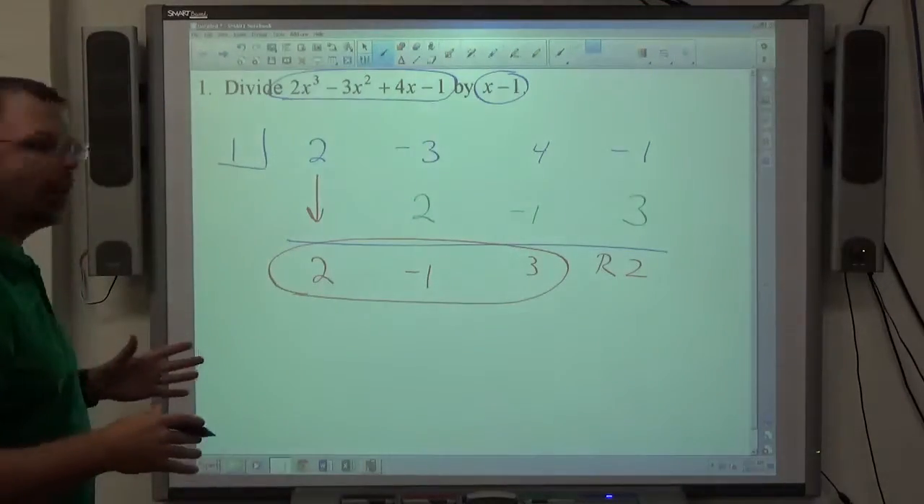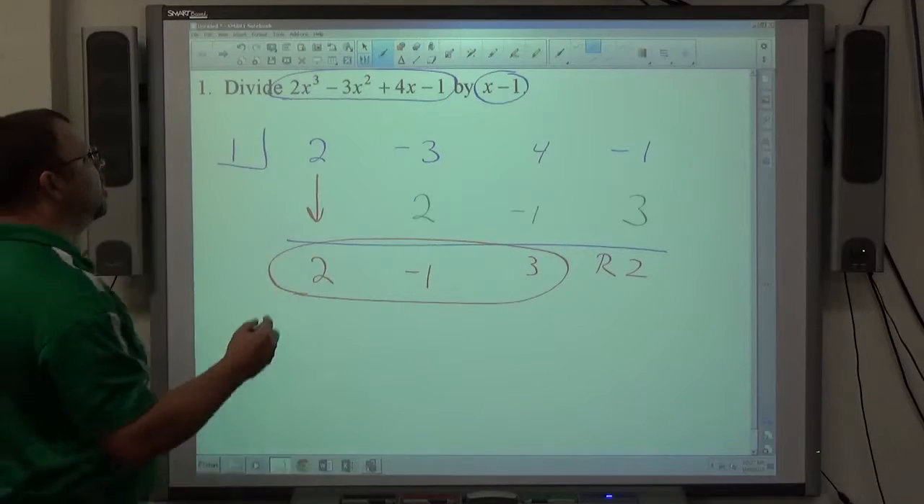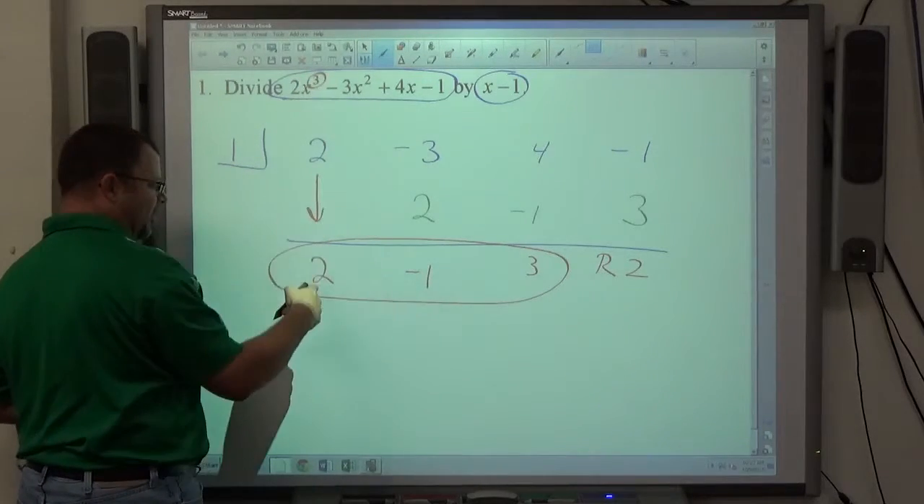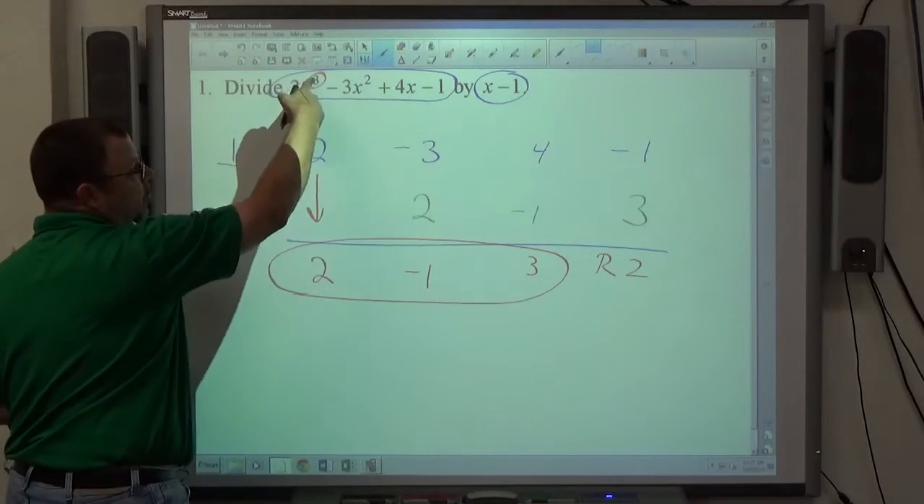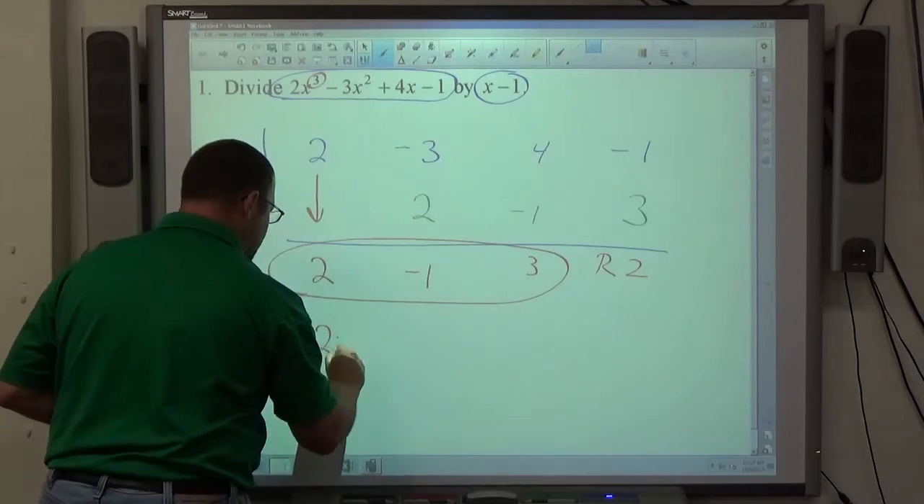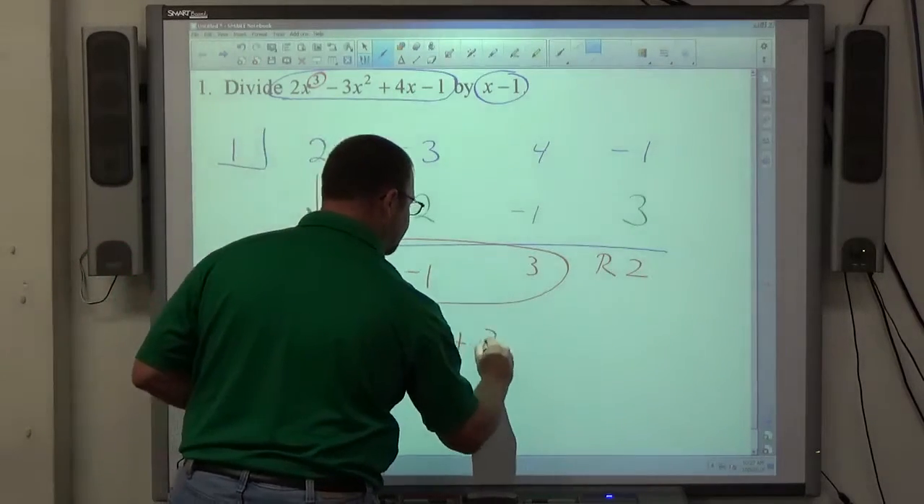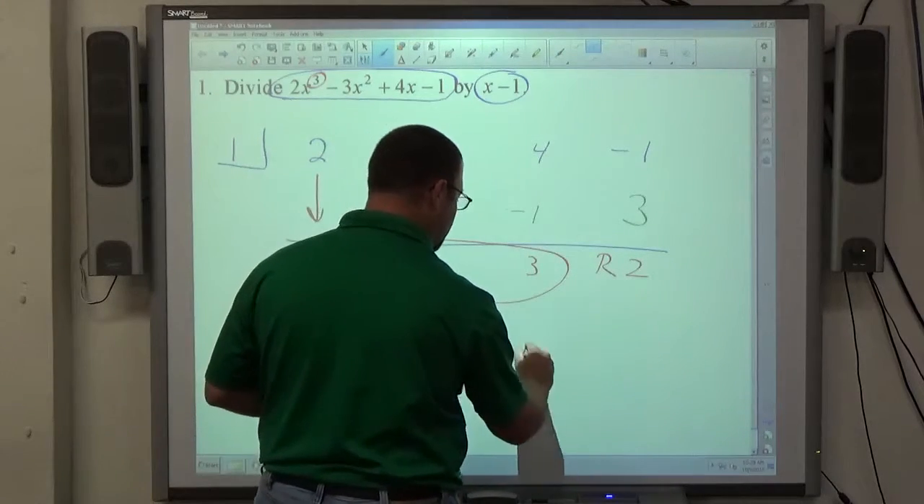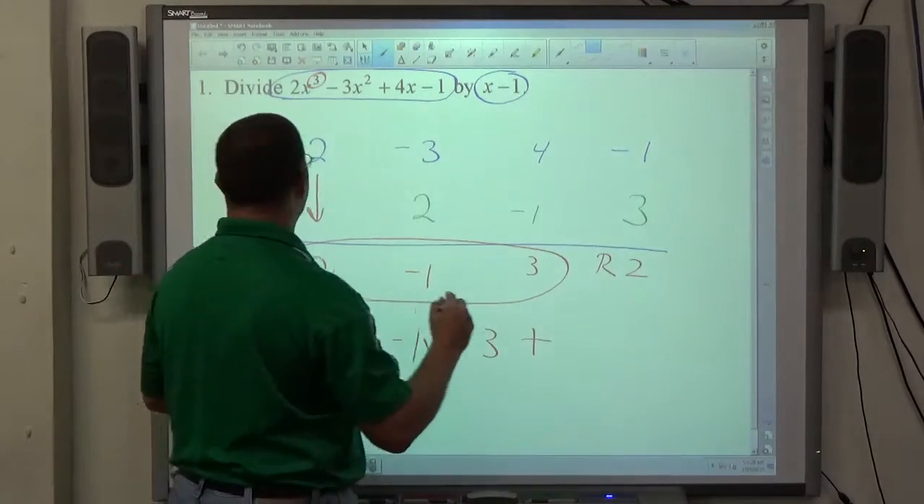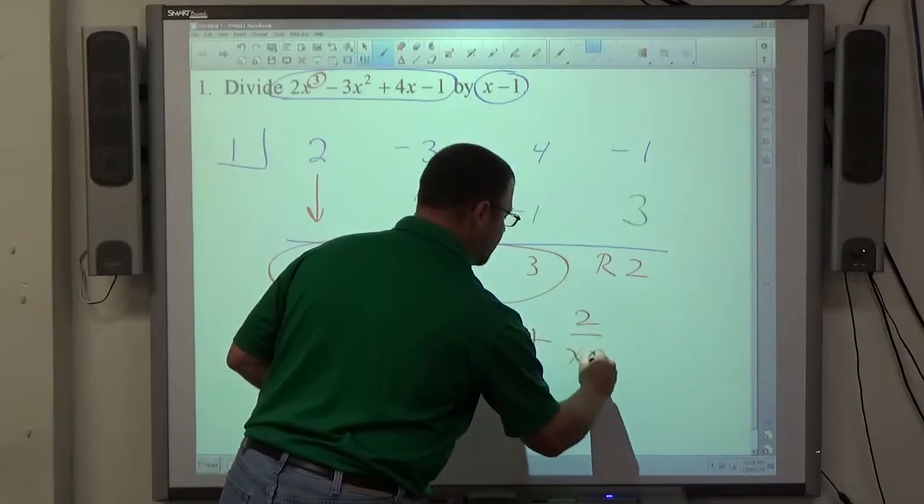And the way we need to write our answer then is as a polynomial structure. Whatever the power of the original problem is, this is one lesser power. So x cubed in the original problem, this will be 2x squared. That'll be minus 1x. That'll be plus 3. And then there's a remainder of positive 2, so I put a plus because it's positive, and I put my remainder over the divisor.